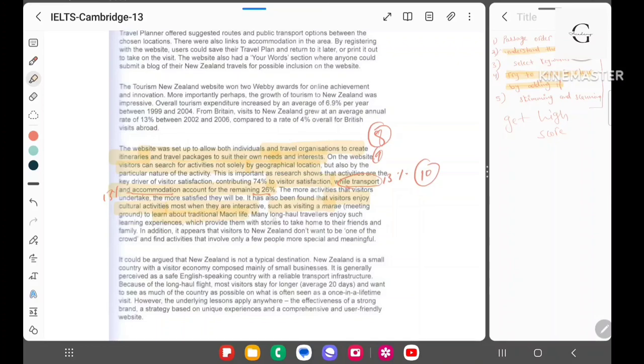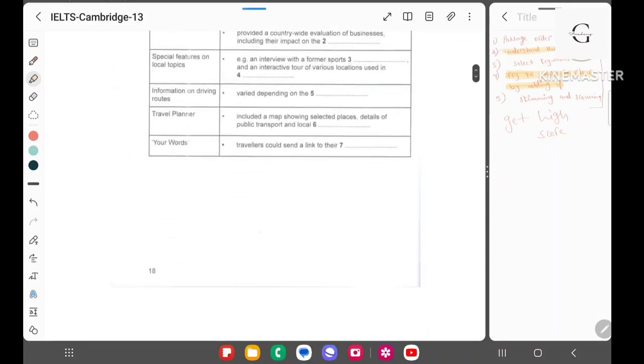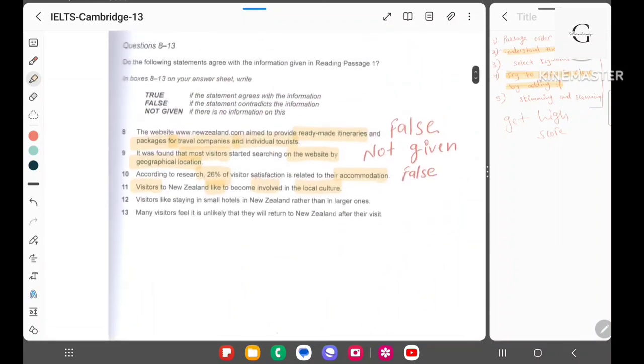Oh wow. So it means they are saying, yeah, they enjoyed their cultural activities. So in my paragraph, yeah, they have written local culture. So yes, of course they enjoyed. So I'm going to write my answer true.